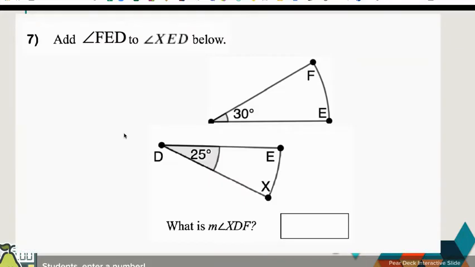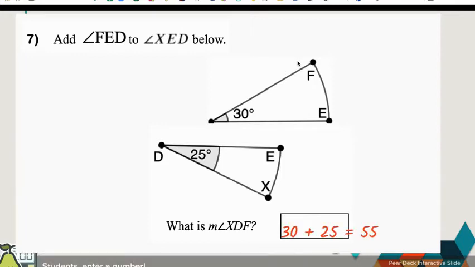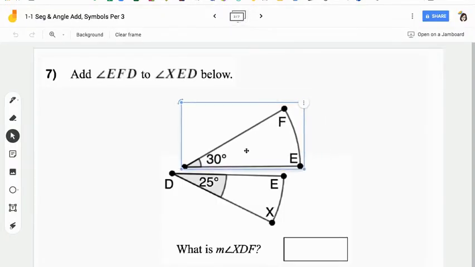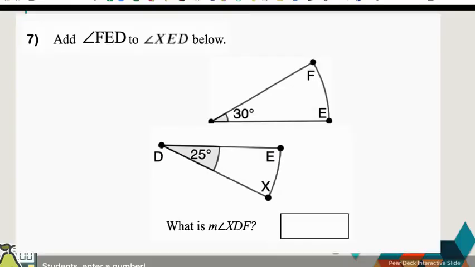Okay, here's another one. We're going to add these two angles together to get XDF. So we put them together, and we can add them on top of each other like that. And so now we can see XDF is 55 degrees.